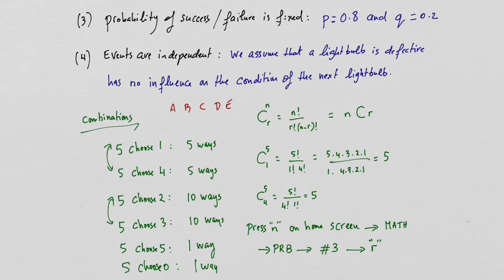I know it doesn't make sense to choose 0 out of 5, but what's the difference? If you choose 1, it's like choosing 4, because the total is 5. If you choose 2, it's like choosing 3. If you choose 5, it's like choosing 0. There is one way to choose nobody out of 5. If that confuses you, since you know this, you get that for free.